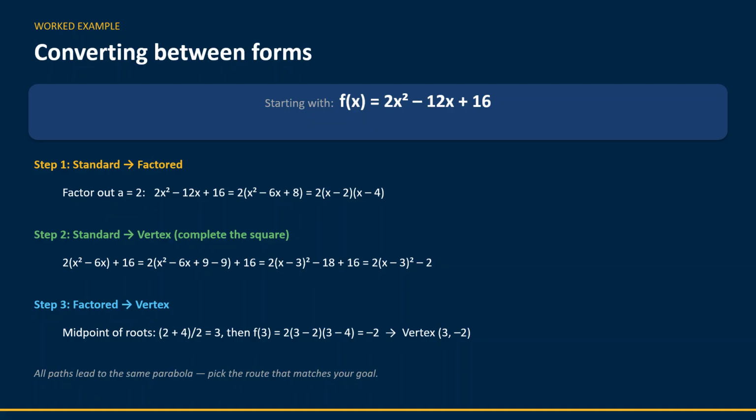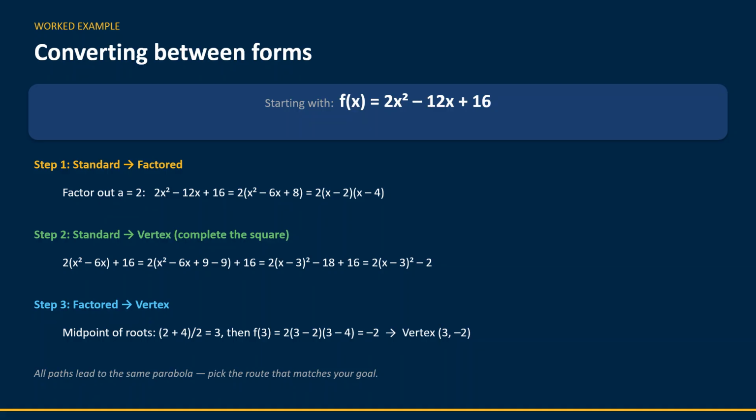Start with f of x equals x squared minus 2x minus 3 in standard form. To get factored form, factor by finding two numbers that multiply to negative 3 and add to negative 2. Those are negative 3 and positive 1, so factored form is x minus 3 times x plus 1.